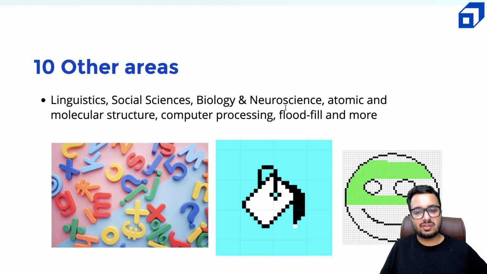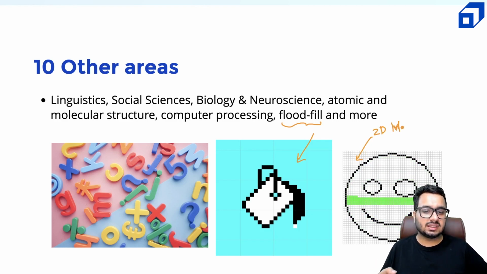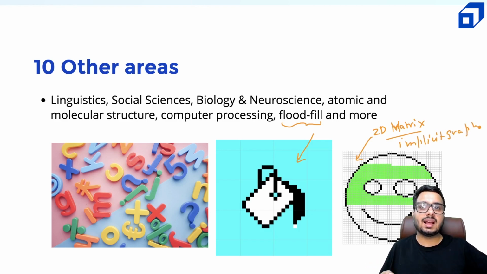So what is this flood fill? This is an interesting application I often cover in my course. When you use the paint bucket tool like this and you drop it in an object, it automatically fills the color till it hits the boundary, like you can see here, right? So this again is an example of a graph, and this is a 2D matrix which is representing an implicit graph. We will discuss what an implicit graph is and how we build algorithms on an implicit graph. That will be covered as well. So that's about the applications.